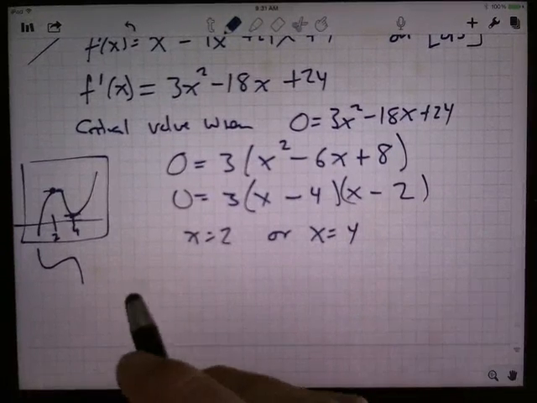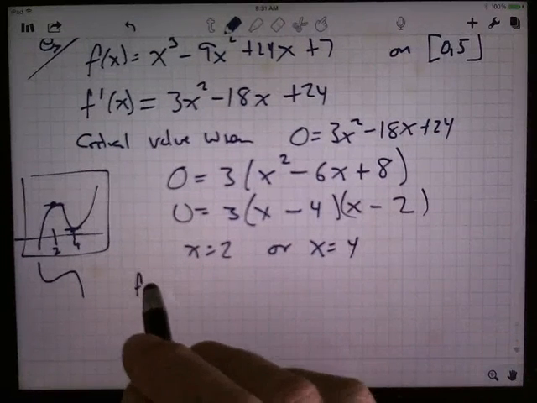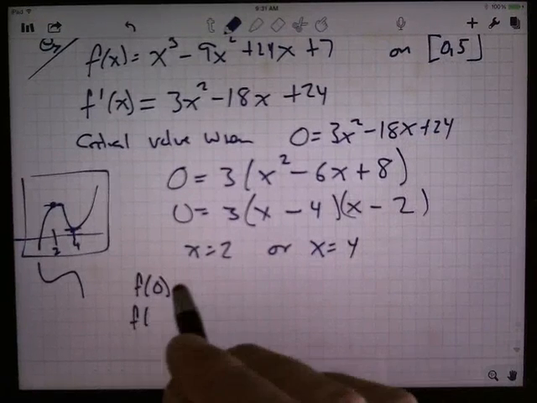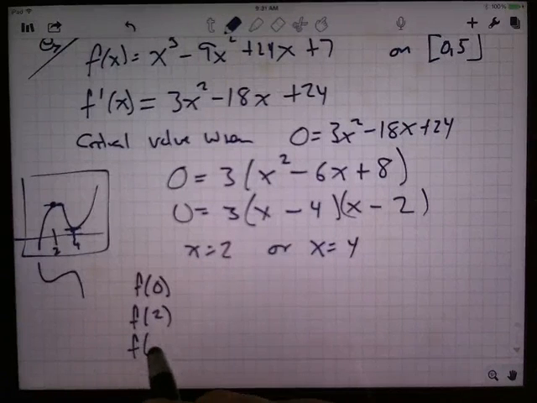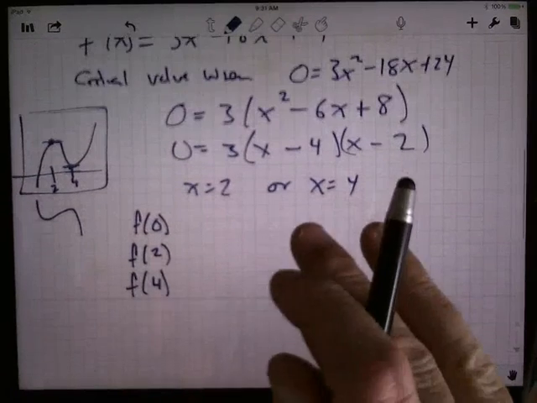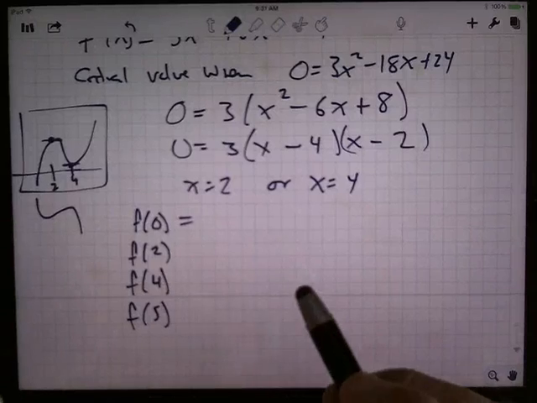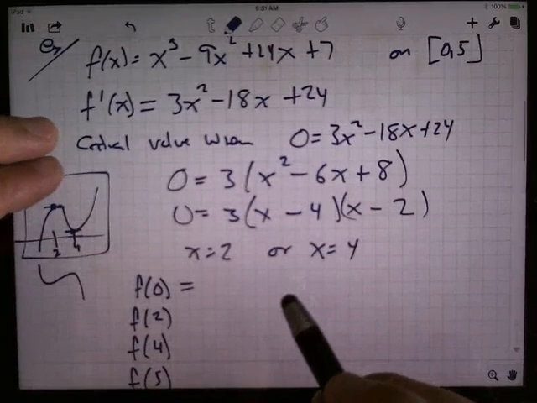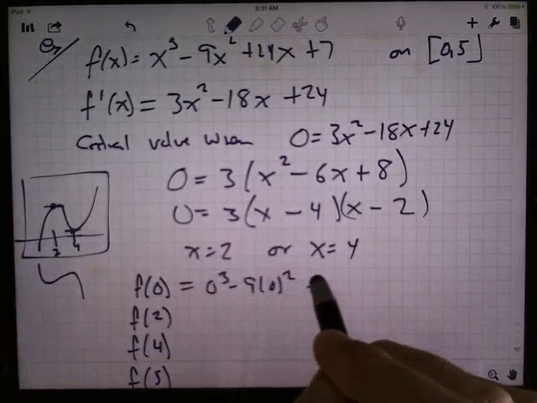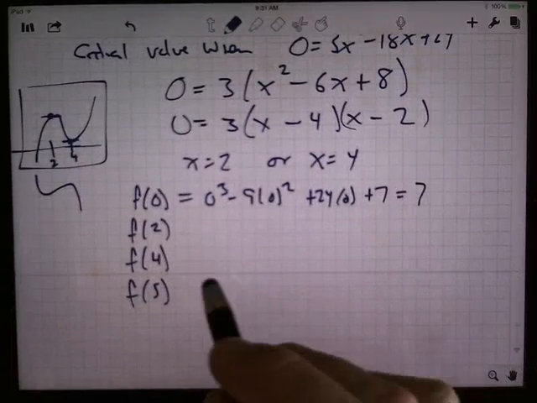There's also two endpoints. So what I'm going to do is look at four things. I'm going to look at the function value at my left-hand endpoint, the function value at my first critical point, the function value at my second critical point, and the function value at the last endpoint, x equals 5. So I'm just going to plug them into the original function. What was the function here? It's that. So I'm going to have 0 cubed minus 9 times 0 squared plus 24 times 0 plus 7, which is 7. That one's easy enough.